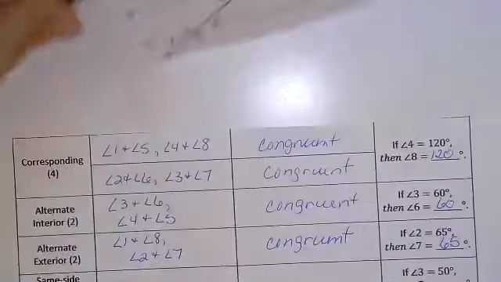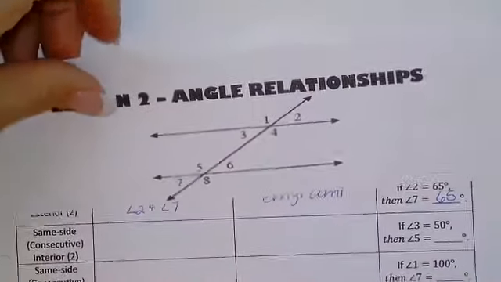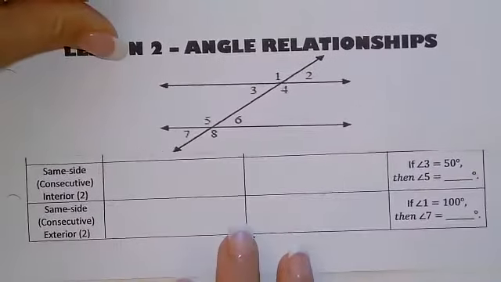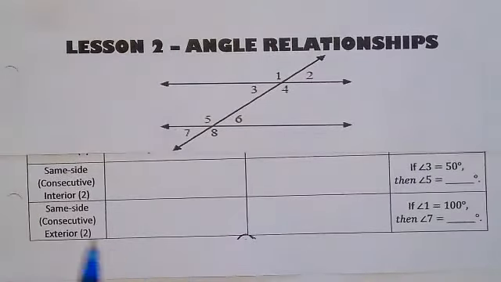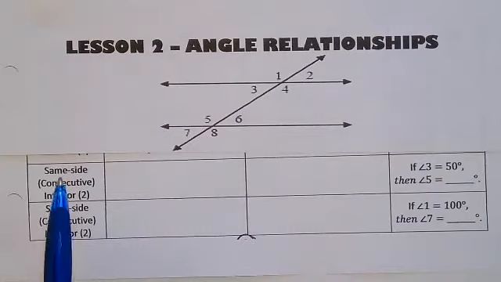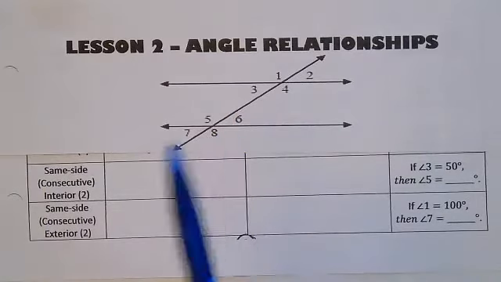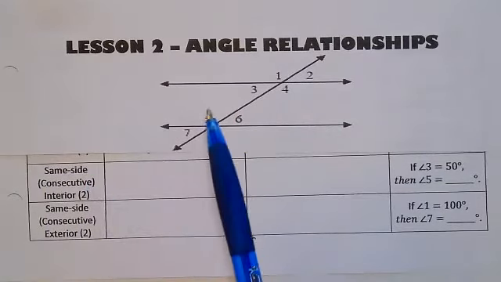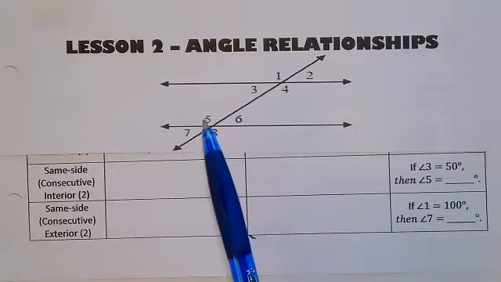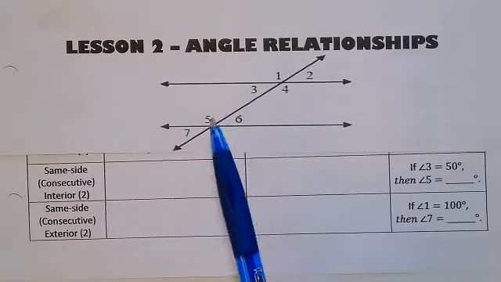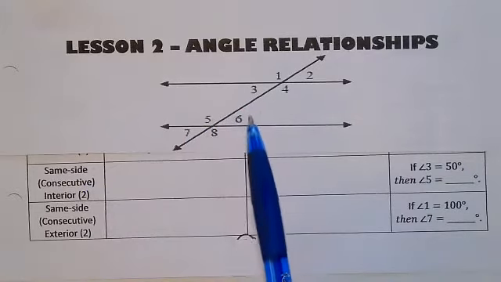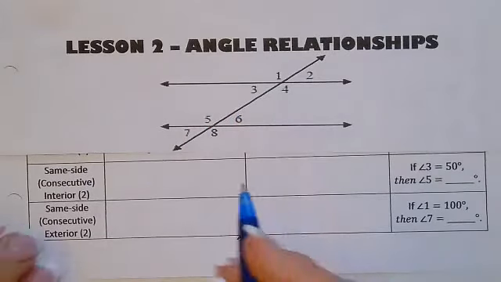Okay, same side, otherwise known as consecutive interior. So same side interior. Again, we're looking at 3, 4, 5, and 6. Same side says it all. They're on the same side of the transversal. So 3 and 5, 4 and 6.